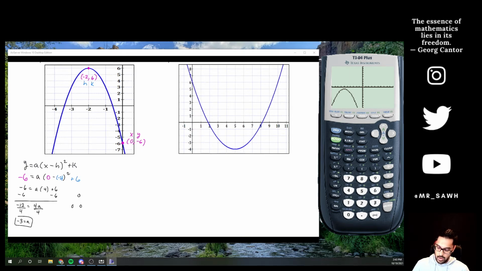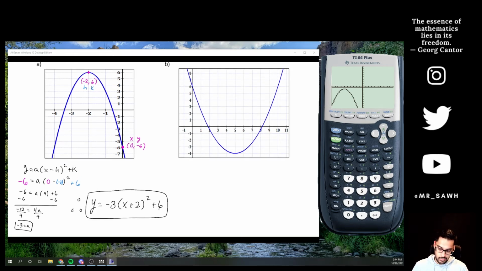So therefore I now know my equation is y is equal to negative 3 times, use your vertex to make this, so (x + 2)² + 6. Okay, there's my equation. You could graph it in your calculator to find that vertex and y-intercept like we did last time, but they'll end up being the same number. Okay, we can try the same thing out for b as well.